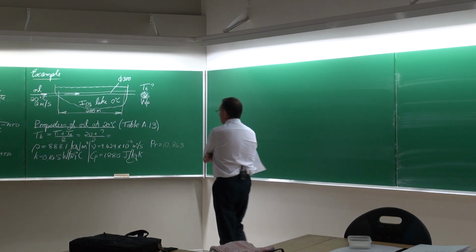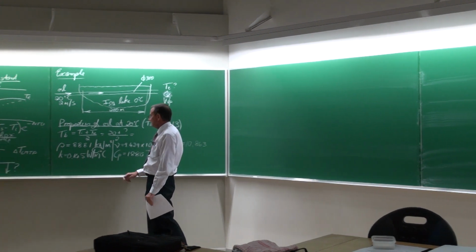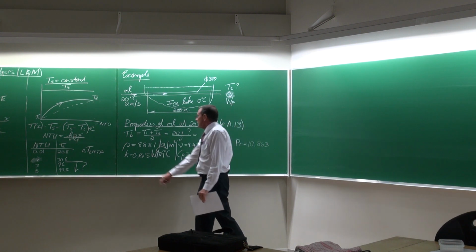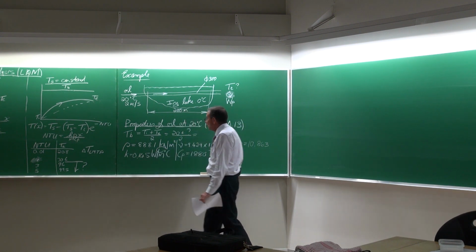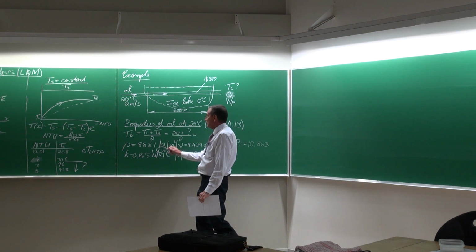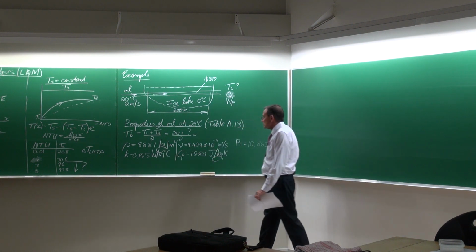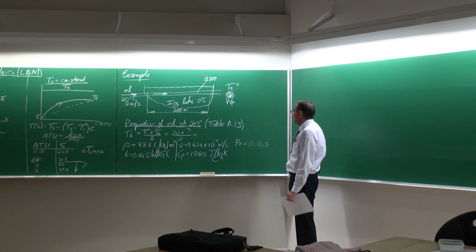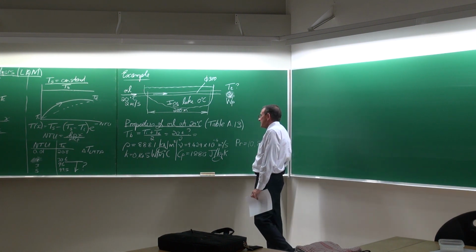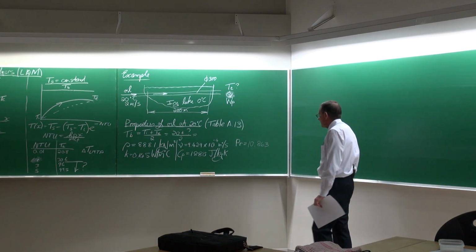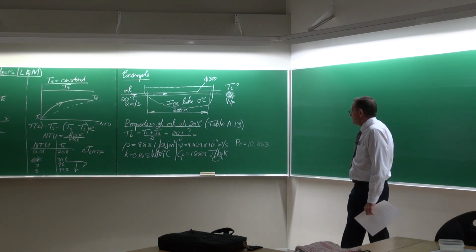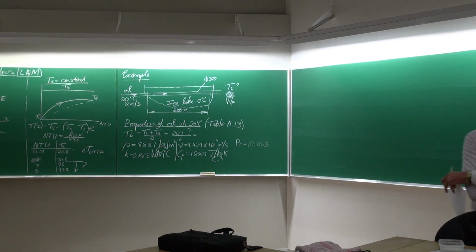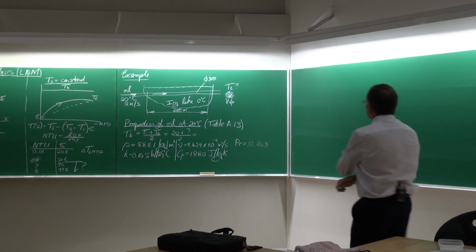Properties, let me just repeat it for those of you who can't read my handwriting. The density 888.1 kilograms per cubic meter. Thermal conductivity k is equal to 0.145 watts per meter degree Celsius. The kinematic viscosity 9.429 multiplied by 10 to the minus 4 square meters per second, and Cp 1880 joules per kilogram Kelvin, and the Prandtl number 10.863. You happy with that? Okay.